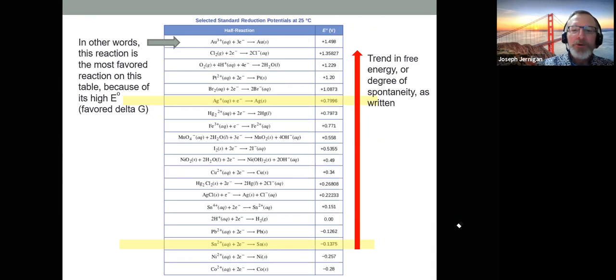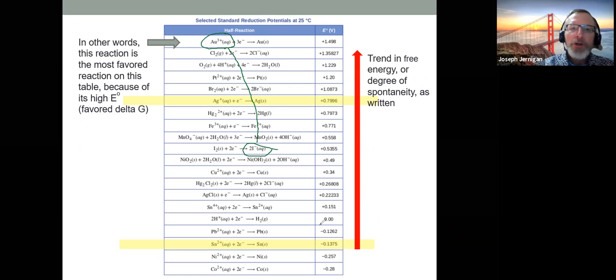If you put gold 3+ in, let's say we can make gold 3+, and of course you can buy it. It's rather exotic. But let's say we put gold 3+ in a solution, and I'm going to draw a line. Let's say we put it in a solution that contains sodium iodide, I-, okay?